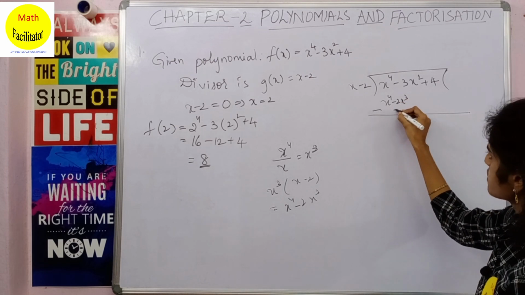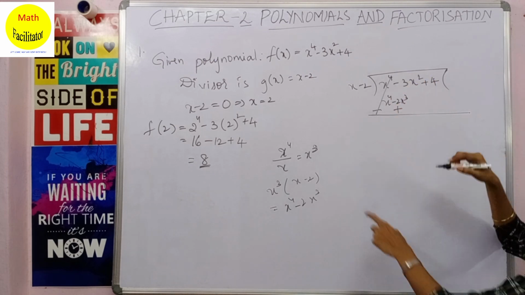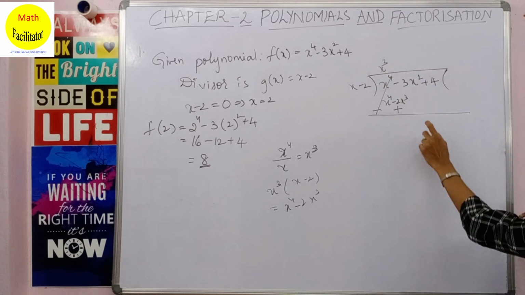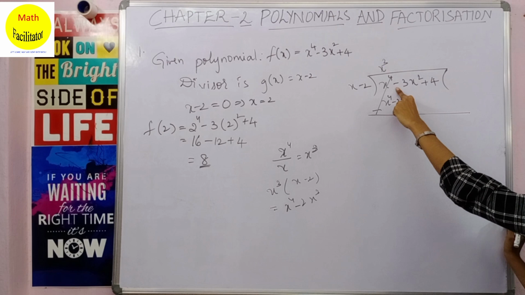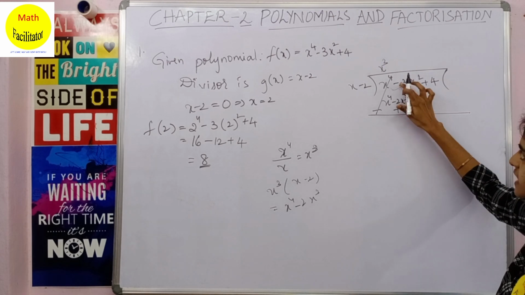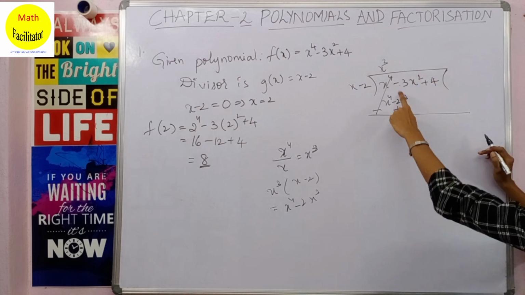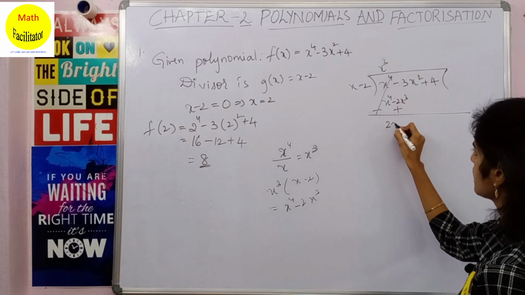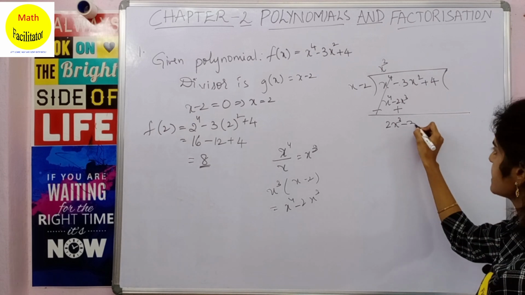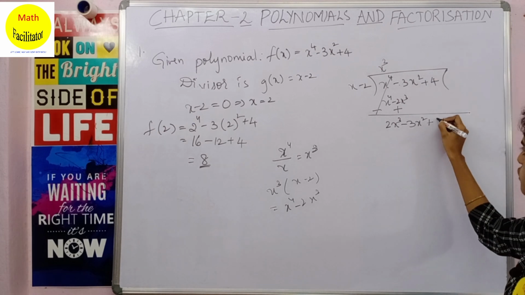So minus plus, so this gets cancelled and the first term of the quotient is x cube. Now here you don't have a 2x cube term, you can consider it as 0. Since you don't have x cube, you will consider it as 0. So 0 plus 2x cube gives you 2x cube, and next you have the x square term, bring it down, so it is minus 3x square and you have plus 4 here.